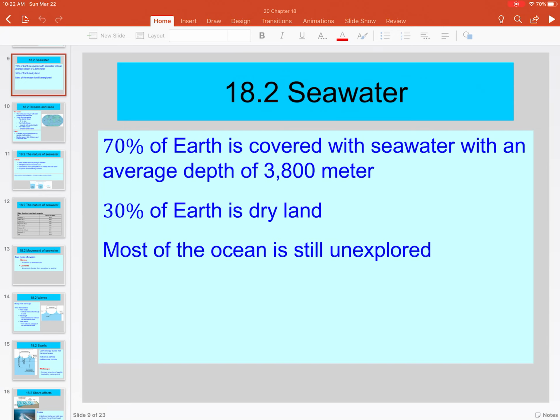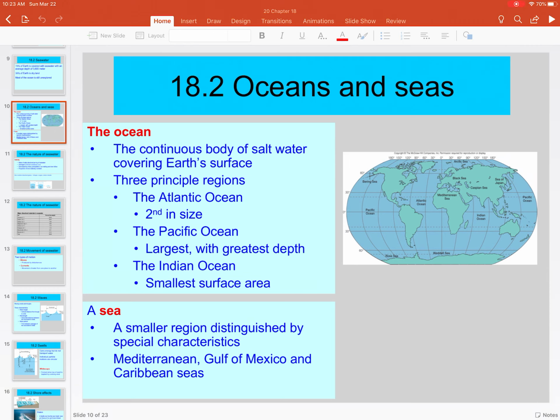So only 30% of Earth is considered dry land, and it's where we all live. Most of the ocean, like we said, is still unexplored. So the ocean is one continuous body of salt water that covers Earth's surface. But there are what we call three principal regions. And so even though we think of them as individual oceans, they are all interconnected at some point.